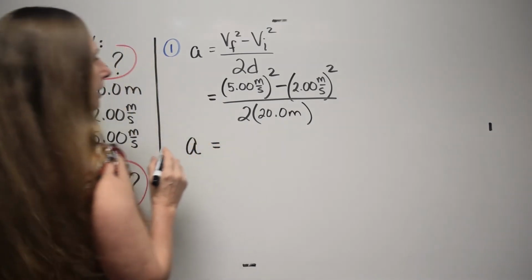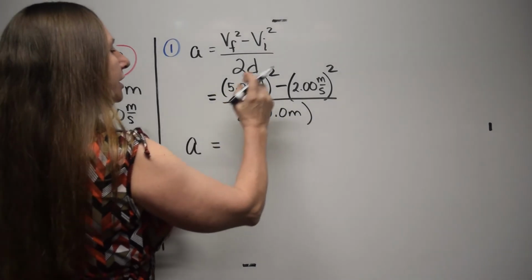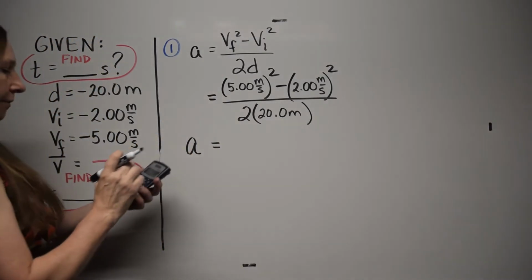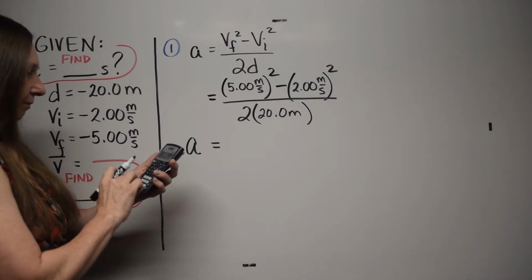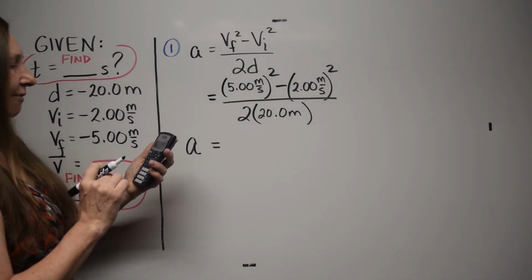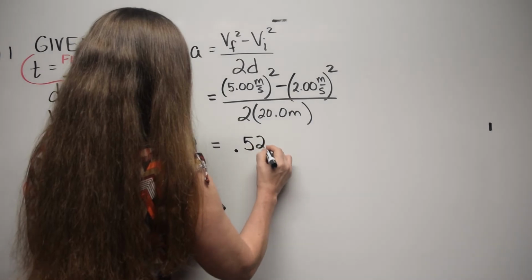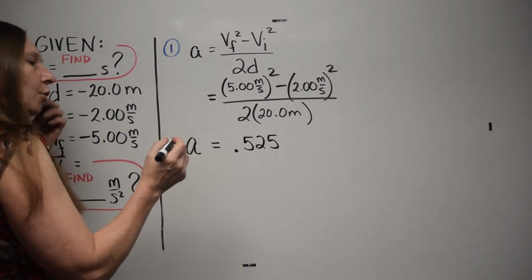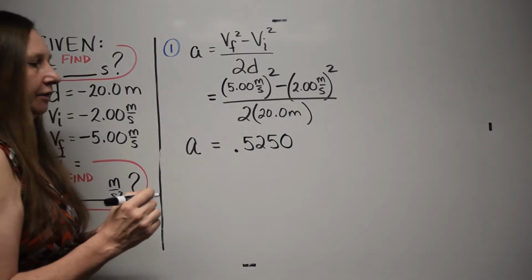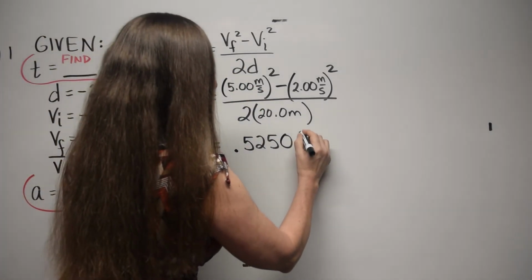So the acceleration is 5 squared is 25, 2 squared is 4, 25 minus 4 is 21 divided by 40. So 21 divided by 40 is 0.525. Now, if we're going to use this acceleration later, we should take along one more significant figure. Actually, just truncate it at 4. So that's meters per second squared.